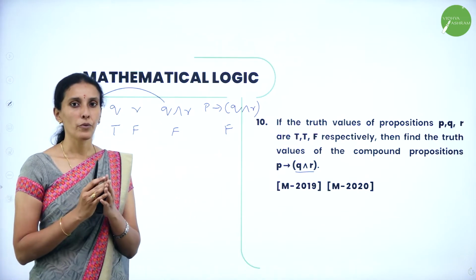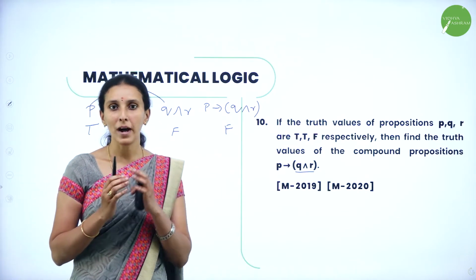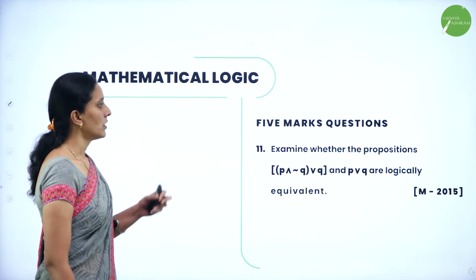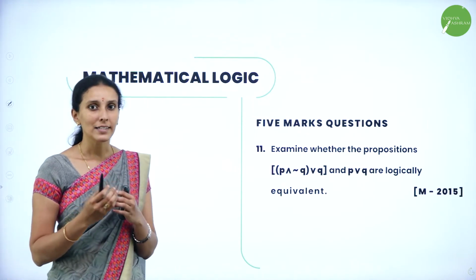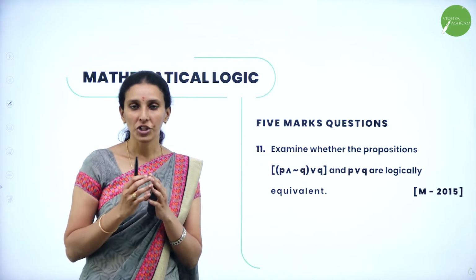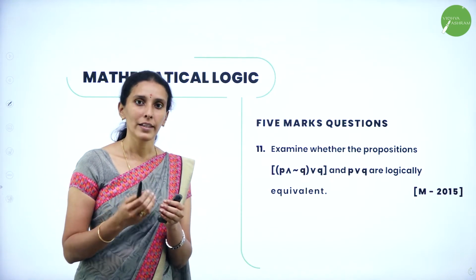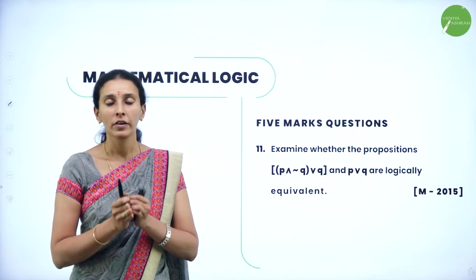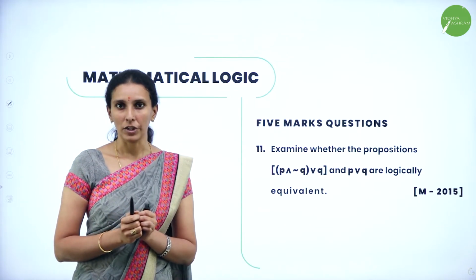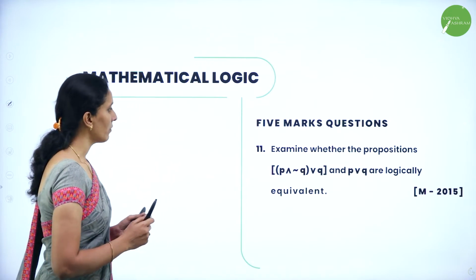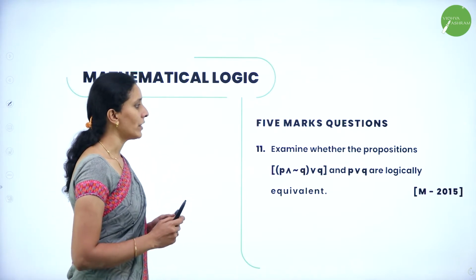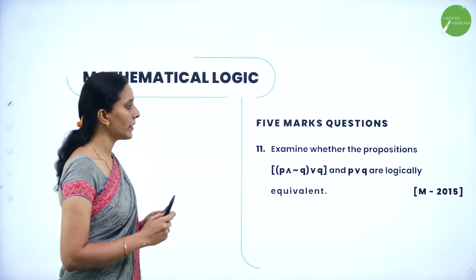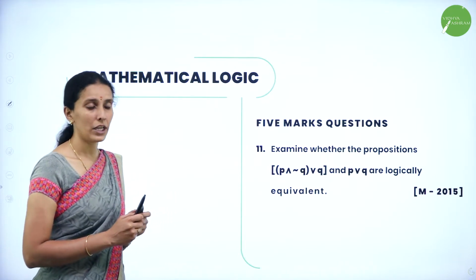So these types of questions, they will ask you for 1 mark and 2 mark questions. So let's see a 5 mark question. In a 5 mark question, they will ask you to find out whether propositions are logically equivalent, or whether the given proposition is a tautology or a contradiction, by the method of truth table verification. So here I have taken one question. Examine whether the propositions P and not Q or Q and P or Q are logically equivalent.